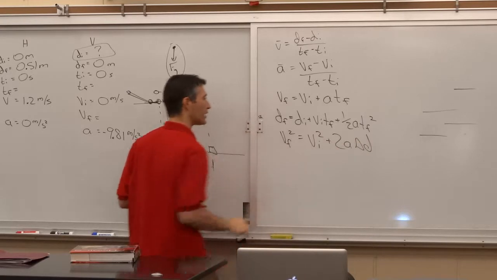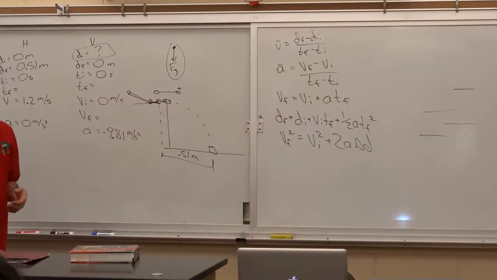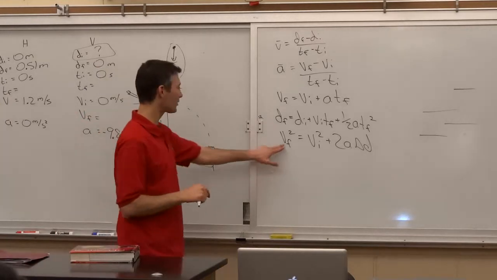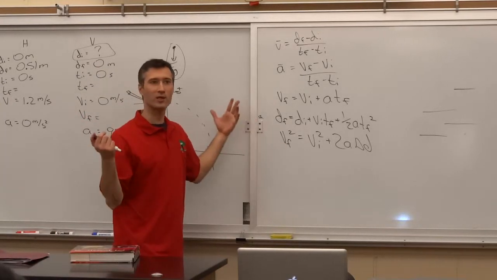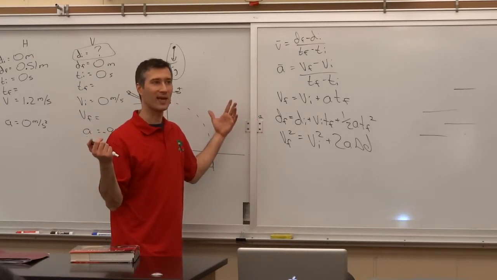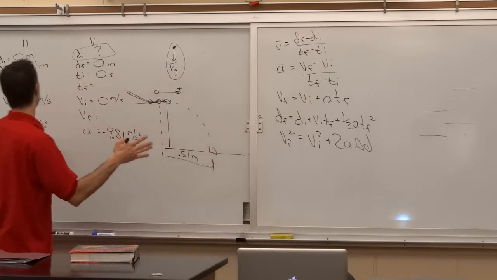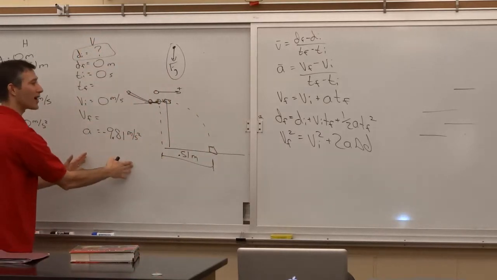So I can use this one then, yes? No. No, I don't have the final vertical speed. So what do I do? I can't solve it? No, I can. No, I can't. I don't have enough information in the vertical direction.